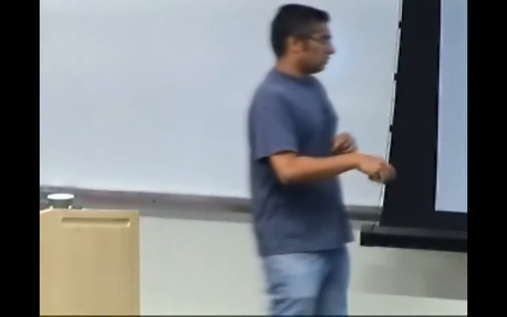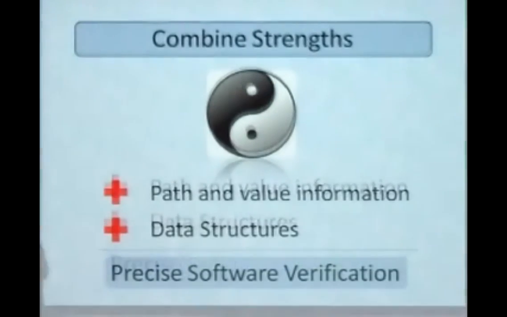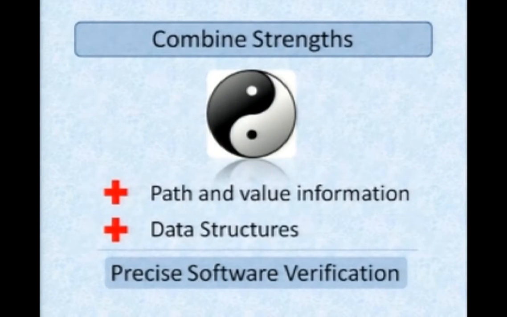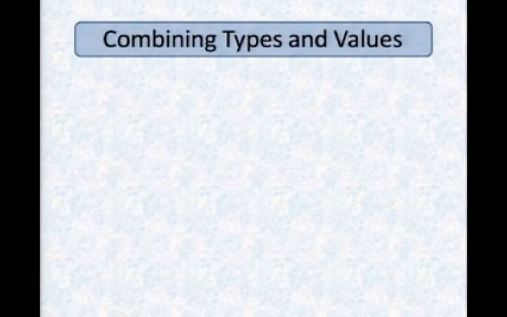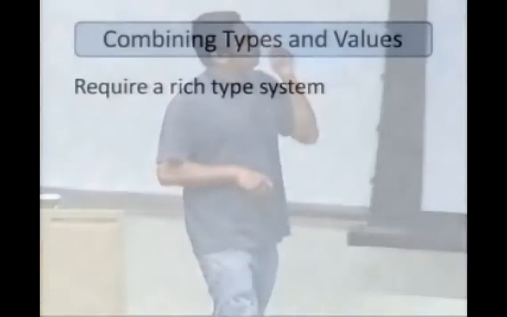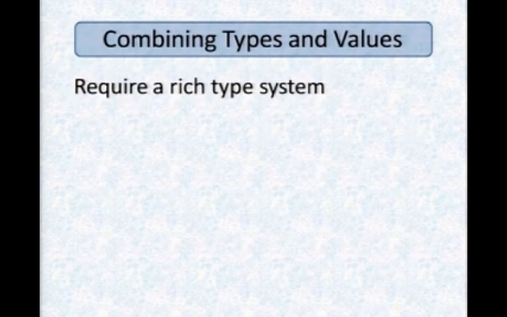Okay, so where were we? So a list of values greater than 0, and this is what's going to give us precise software verification. So how does one combine types and values? Tom was prescient. This is really my very next slide. What you want is a somewhat fancier type system.